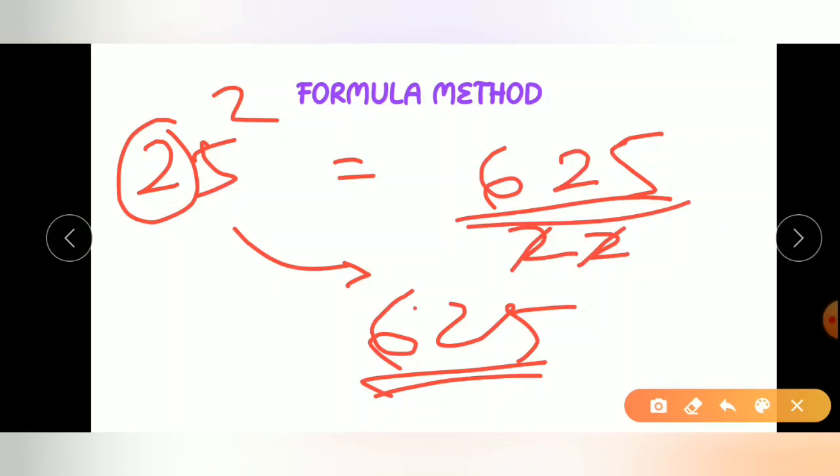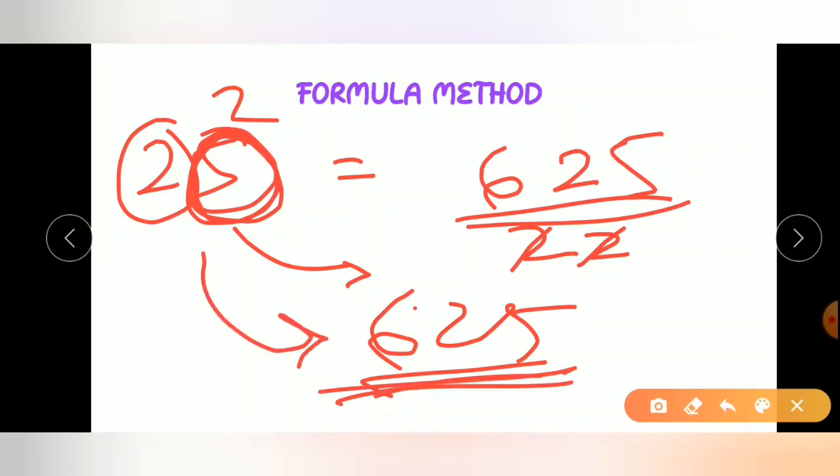So my advice is, whenever the number ends with 5, don't go for any other trick. The special trick is the finest trick, and it consumes very little time.